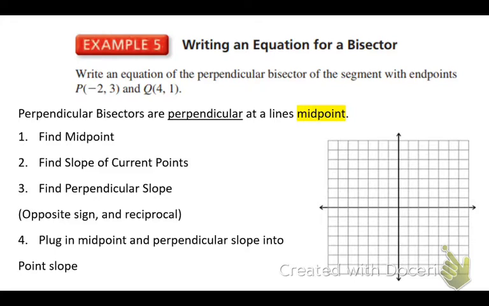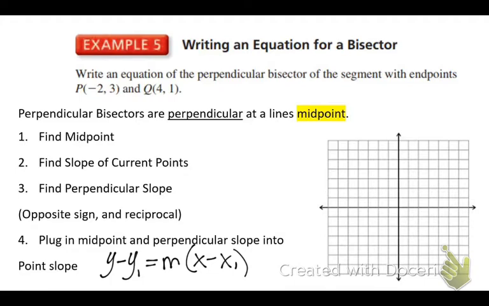Step 4 is to plug in the midpoint and perpendicular slope into the point slope formula, which you have also used before, which is y minus y1 equals m times x minus x1. Have we used this formula before? Yes, we have. And the last step usually comes natural.